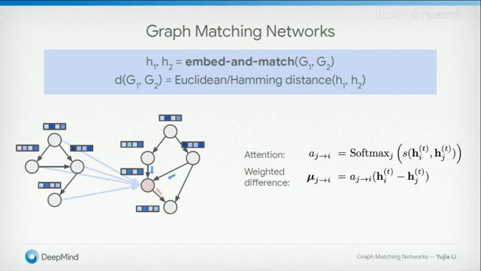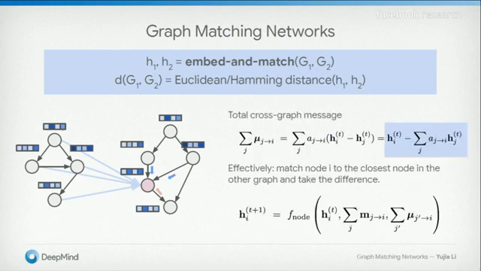We utilize a similarity score between each pair of nodes across graphs. This similarity score can be computed, for example, through the popular dot product similarity or some Euclidean similarity function. Then we compute an attention score, which is a softmax over all the similarity scores. And then the cross-graph message between each pair of nodes is computed as the difference of the node representation vectors weighted by the attention weight. This kind of cross-graph attention mechanism has a very interesting property.